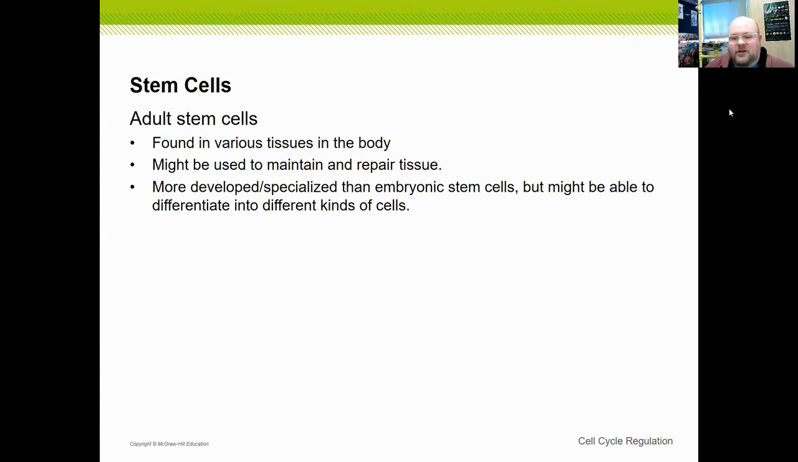Now, adult stem cells, these can be found in various tissues in the body. They might be used to maintain and repair tissues. If you get a cut, they're going to come in there and become the cells they need to become. They're more developed and specialized than embryonic stem cells, but they're still able to differentiate into different cells. So they're not as blank of a slate as an embryonic stem cell, but they are still more of a blank slate than specialized adult cells.